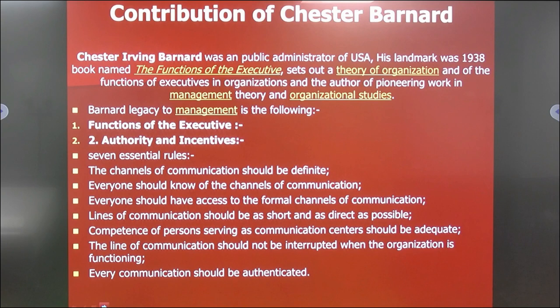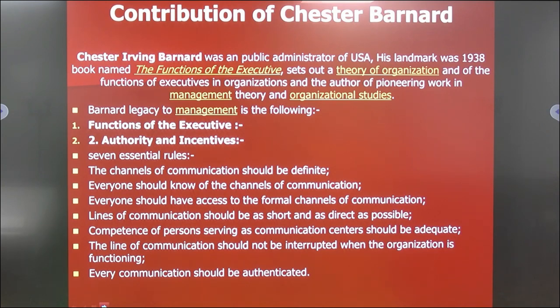1938 में ही इन्होंने इस पुस्तक की रचना की थी और उसमें इतना महत्वपूर्ण कंट्रीब्यूशन अपना समाज के सामने रखा था और इस पुस्तक का नाम था द फंक्शंस ऑफ द एग्जीक्यूटिव. कई बार जब हम किसी प्रकार के एग्जामिनेशन दे रहे होते हैं, ऑब्जेक्टिव काइंड ऑफ थिंग्स, उसमें इस पुस्तक का नाम आता है तो या तो पुस्तक के लेखक का नाम पूछते हैं या इस ईयर का नाम पूछते हैं कि कब, किस ईयर में चेस्टर बर्नर्ड की ये पुस्तक आई थी.